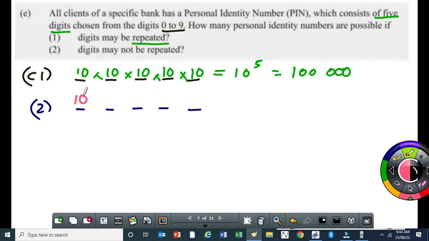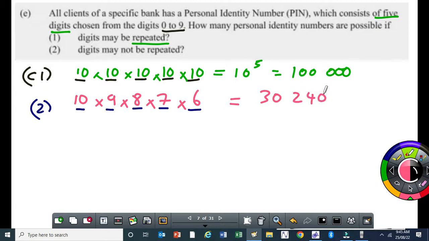Then repetition is not allowed. So if you put a digit in the first position, how many are left? 9. So all those 9 can fight for the second position. Then we have used these 2 already, so how many are left? 8, then 7, and then 6. Then you use the fundamental counting principle. It will be 30,240.